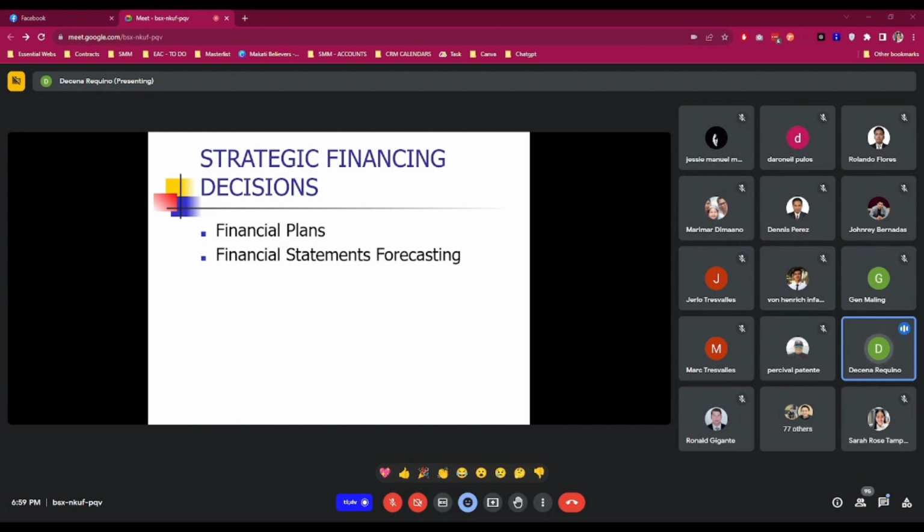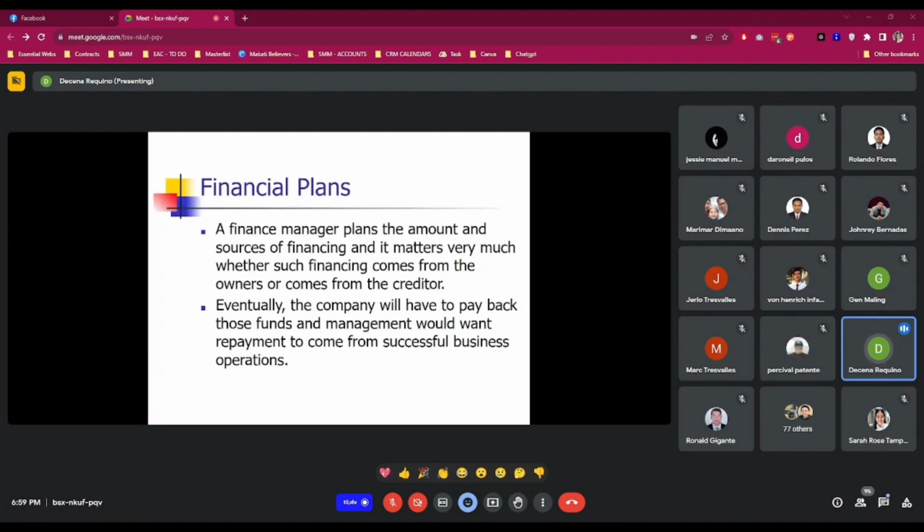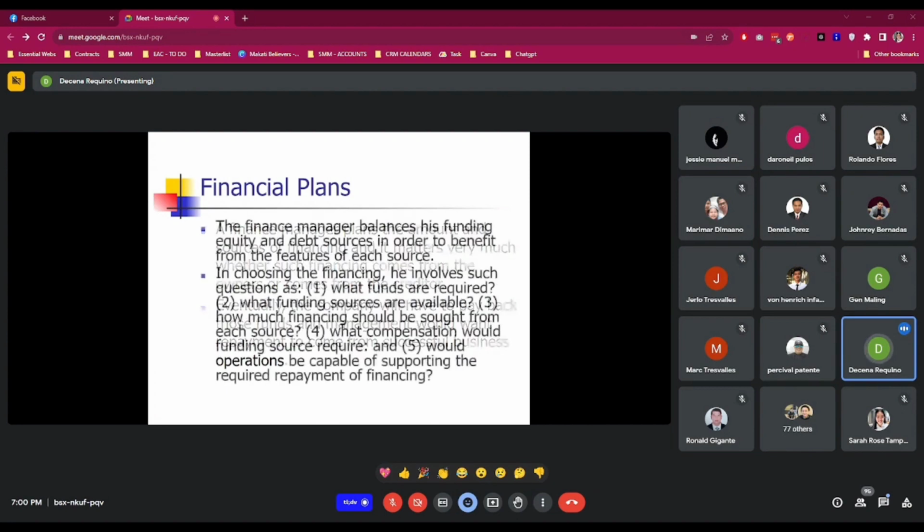Una, yung financial plans and financial statement forecasting. Sa financial plans, a finance manager plans the amount and sources of financing, and it matters very much whether such financing comes from the owners or from the creditor. Eventually, the company will have to pay back those funds, and management would want repayment to come from successful business operation. The finance manager balances his funding, equity, and debt sources in order to benefit from the features of each source.